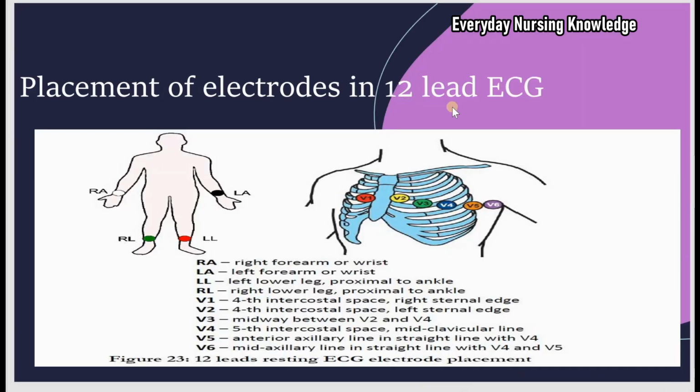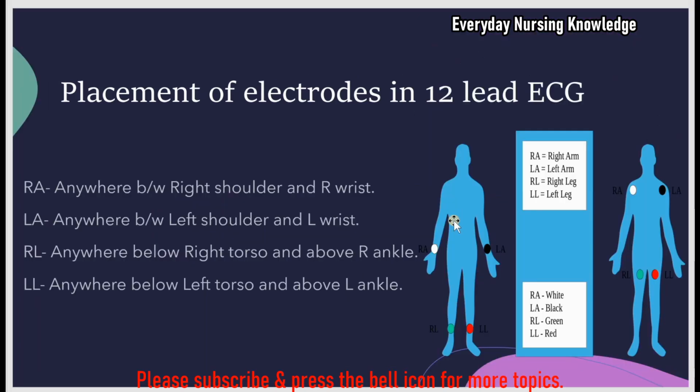Now, to get a 12-lead ECG, you have to place 10 electrodes: 4 electrodes on the extremities and 6 on the chest. The 4 electrodes on the extremities give limb leads, whereas the 6 electrodes on the chest give chest leads. Now let's see the placement of these electrodes.